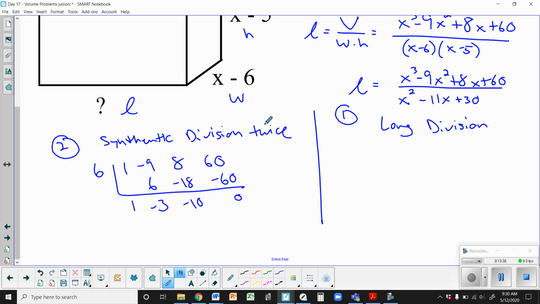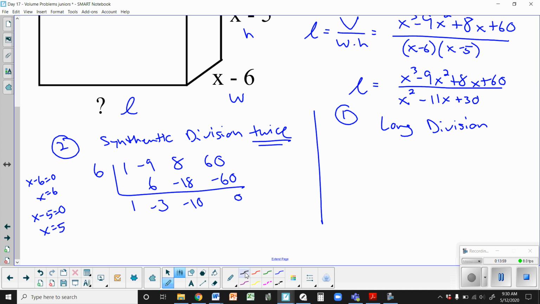But remember, we have to do it twice. So twice means that now I have to divide by x minus 5. Oh, and the part that I kind of skipped here, remember it's x minus 6 equals 0. x is equal to 6. That's why we divided by 6. Now let's divide by, so you have x minus 5 equal to 0. So x is equal to 5. So now we can do synthetic substitution with this part, with the 5.